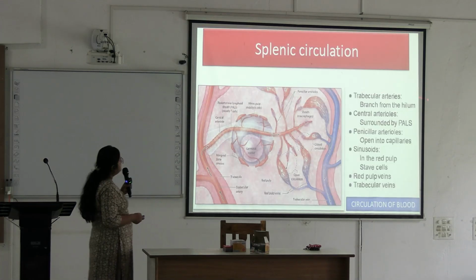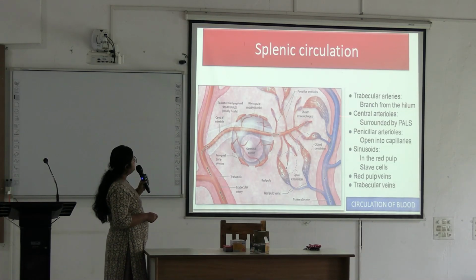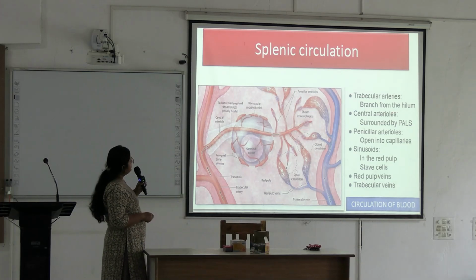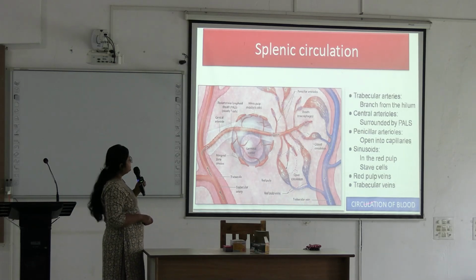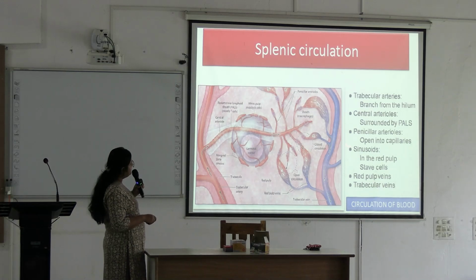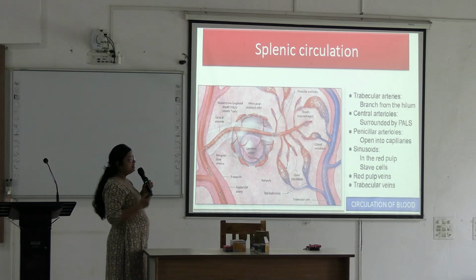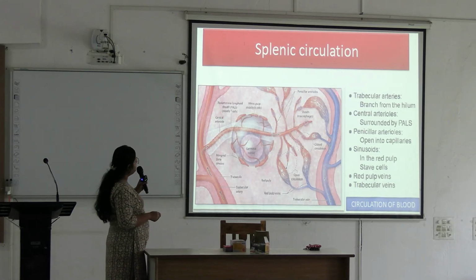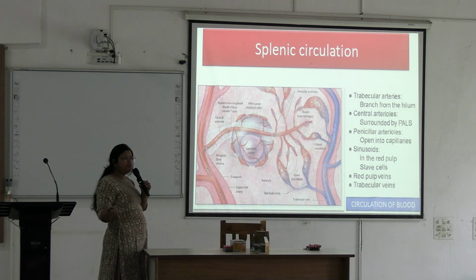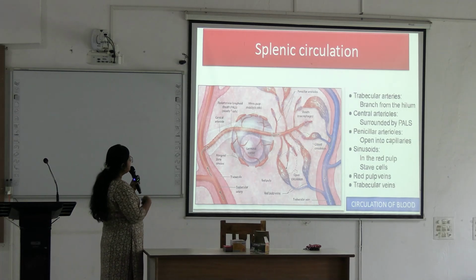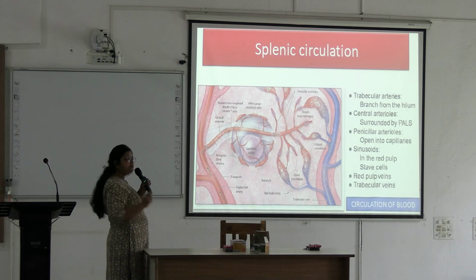Okay, open circulation. So trabecular arteries are branches from the hilum, with the central arteriole surrounded by the periarteriolar lymphatic sheath. From here penicillar arteries are forming, opening into the capillaries, and sinusoids are present in the red pulp formed of the stave cells, and there are veins. After that they will join to form the red pulp veins, and then they will join to form the trabecular veins. Trabecular veins will again pass through the trabeculae and they will join to form the splenic vein. So this is the circulation of blood through the spleen.